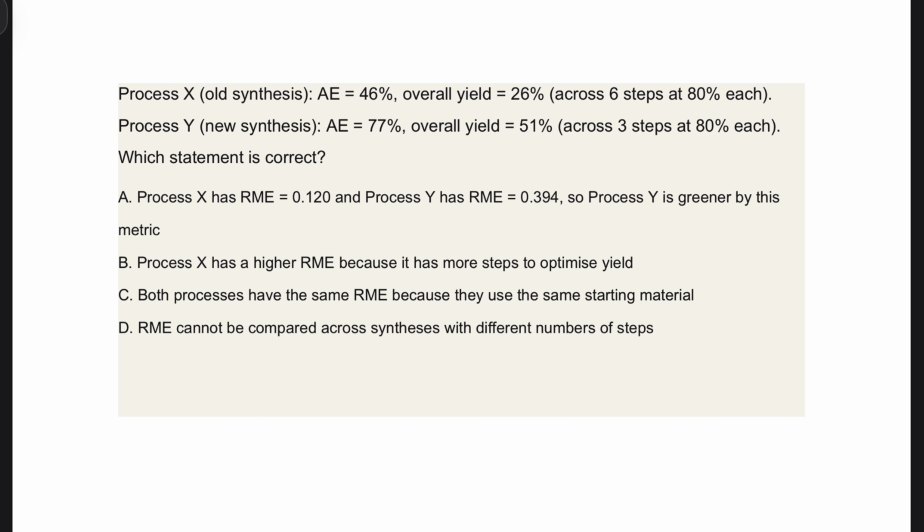Okay, our last question. We're given two processes, X and Y, and it tells us the atom economy and overall yield. And we need to figure out which statement is correct. So let's go through all of these statements first. It looks like these statements are asking us to compare the RME. So let's go ahead and calculate that for both processes.